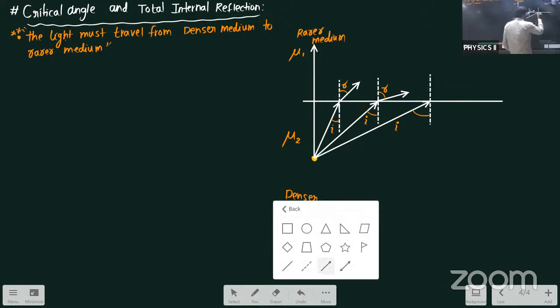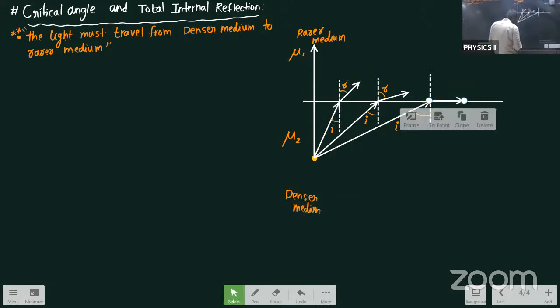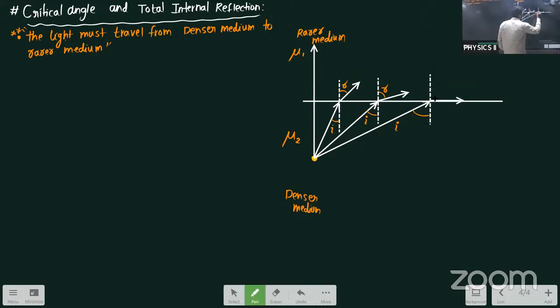The refracted ray makes 90 degrees with the normal. The refracted ray makes how many degrees? 90 degrees with the normal in which medium? In the rarer medium. This condition, this angle of incidence, is called the critical angle. Everyone see here. This angle of incidence is called the critical angle. I am representing that critical angle with theta c. Theta c represents the critical angle.